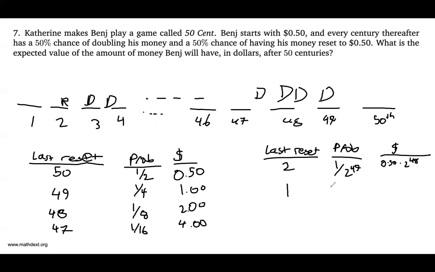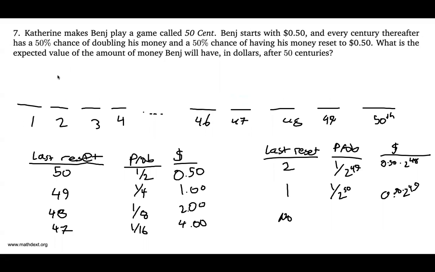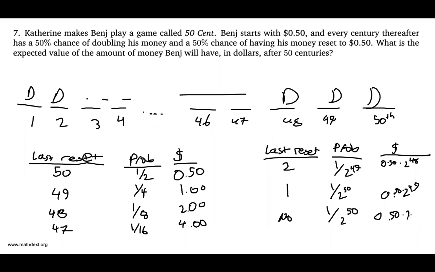If his last reset was 1, similarly, the probability that that happens is 1/2 to the 50, and the amount of money he has is 50 cents times 2 to the 49. Finally, there's one last case we considered, which was that he did not get a single reset. He was so incredibly lucky that he got no reset. What's the probability that that happened? Well, the probability that that happened is just the probability that every one of these 50 turns he doubled. So if all of these guys are D's, what's the probability that that happens? 1 over 2 to the power 50. And how much money does he get? Well, 50 cents, and then he doubles it 50 times, so 2 to the power 50.